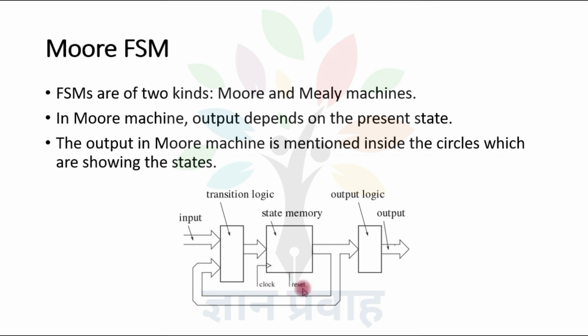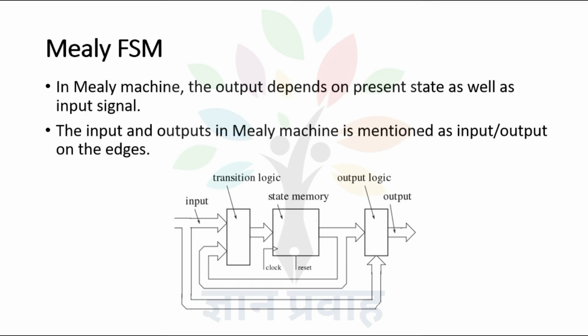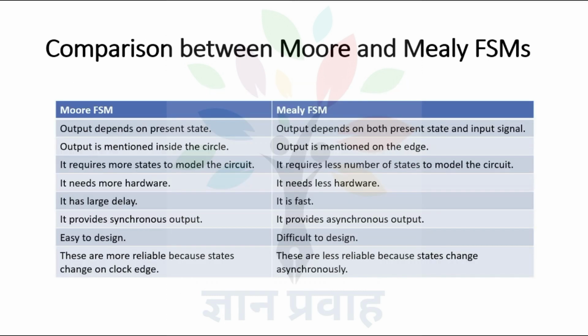In case of Mealy machine, output depends on the present state and input signal. The input and output values are mentioned on the transitions in the form of input/output. The block diagram for Mealy FSM is given here. Here input is given to transition logic as well as output logic. Therefore, output depends on the input signal as well as present states. Transition logic and output logic are combinational logic circuits and state memory is used for holding the states.